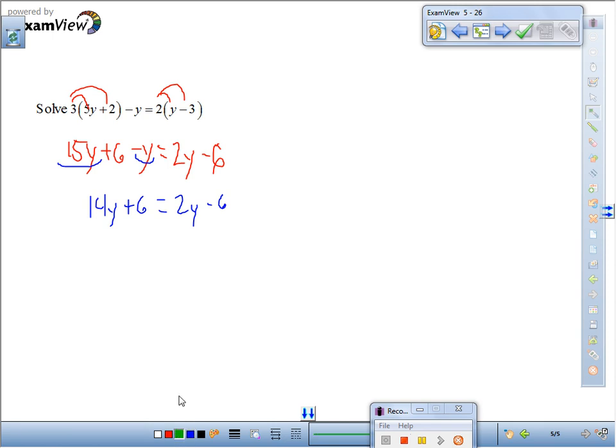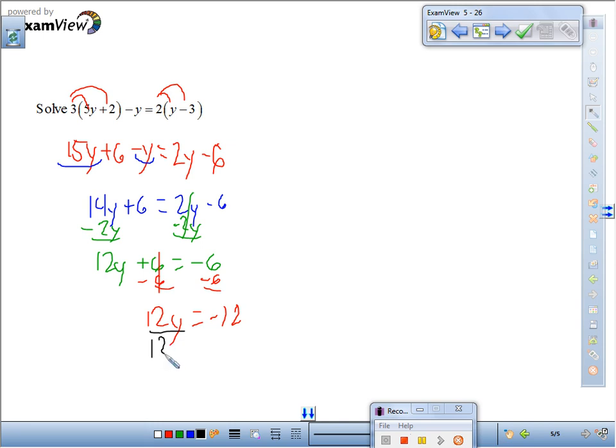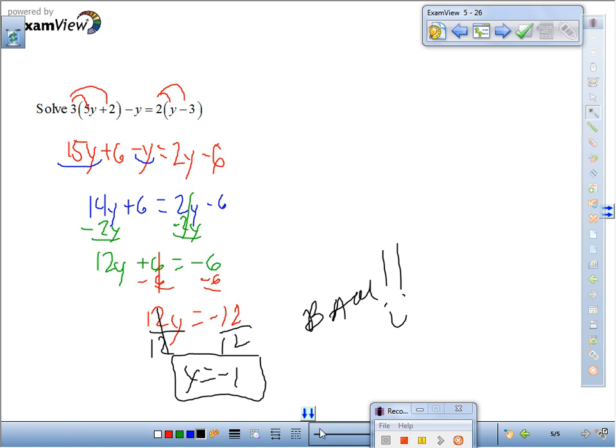What do I do next? Start with the smallest variable, so I subtract 2y, subtract 2y. We're left with 12y plus 6 equals negative 6. Next step, subtract 6, subtract 6. 12y equals negative 12. What's my last step? Divide by 12, divide by 12. Y equals negative 1. Bam.